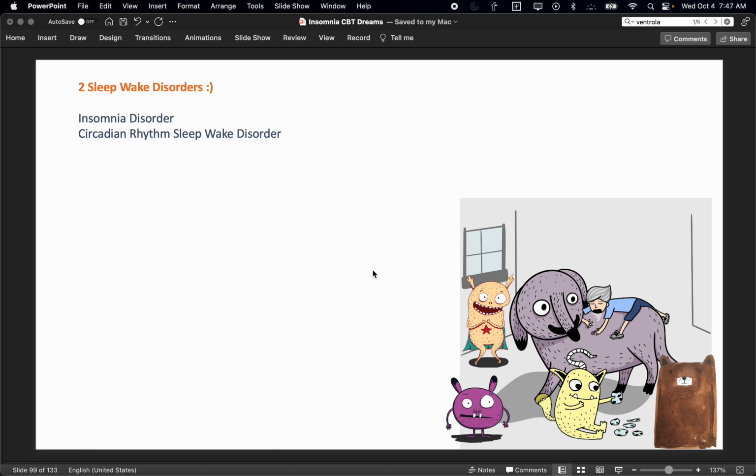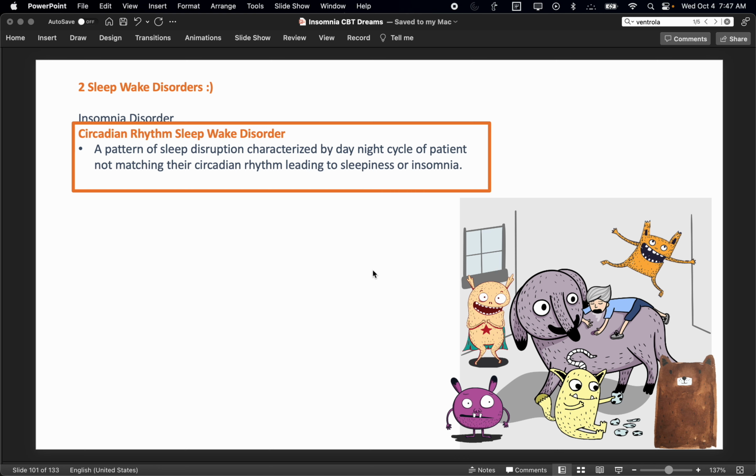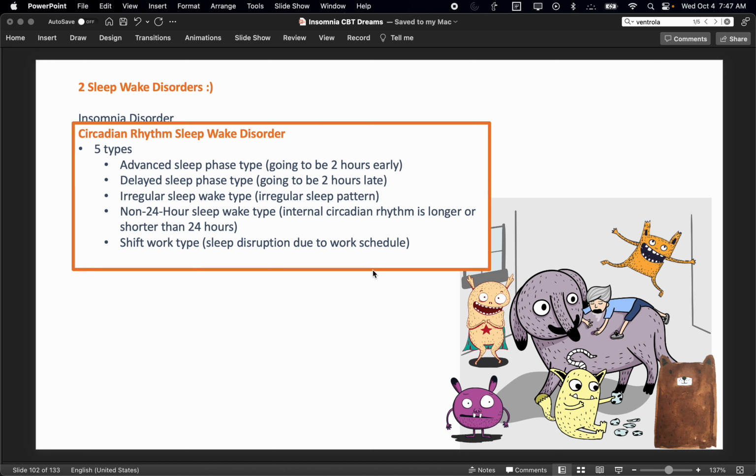Sleep-wake disorders. We are down to circadian rhythm sleep-wake disorder. All right. So it just means a pattern of sleep disruption characterized by day-night cycle of patient, not matching the circadian rhythm, leading to sleepiness or insomnia. So when they want to be awake and when they want to be asleep is not matching what their body is doing. So this is broken into 5 types.